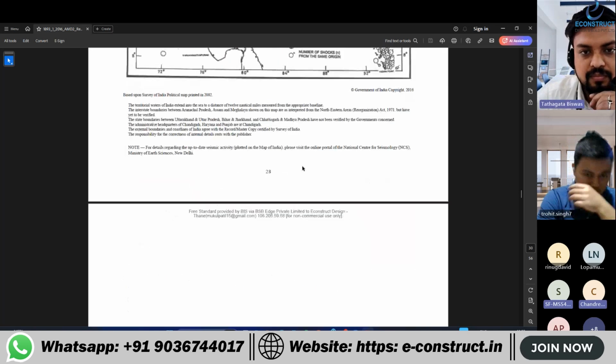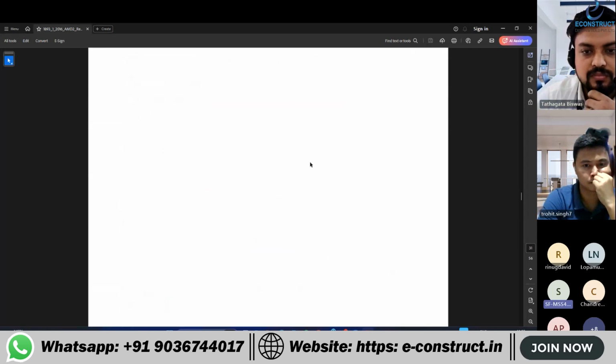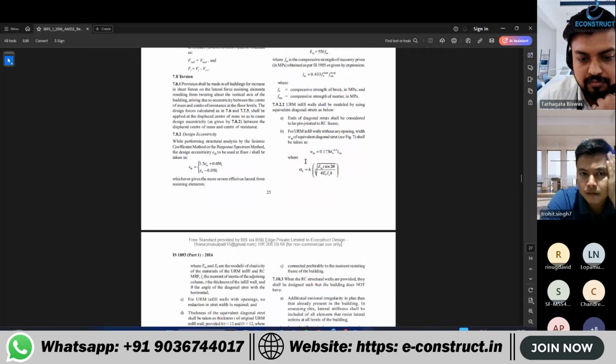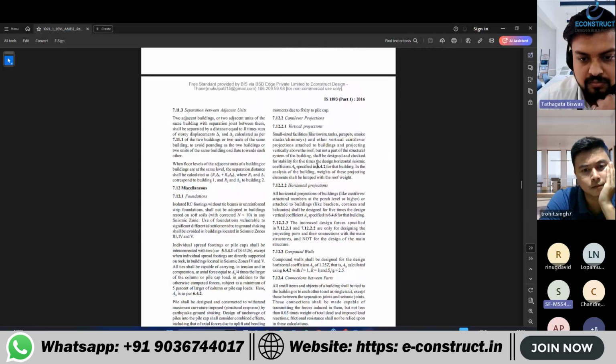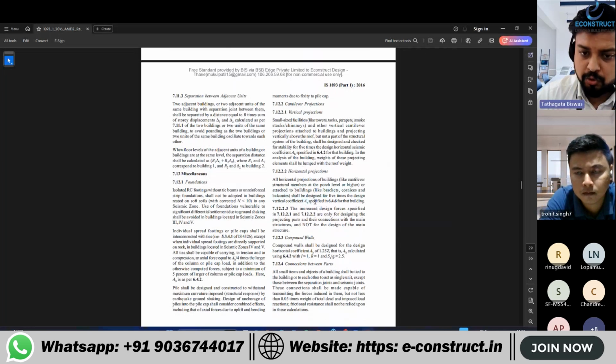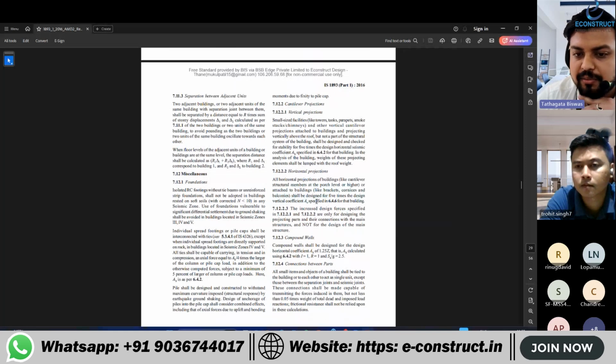Sir, in this horizontal projections clause, they have defined that these balconies and so on, brackets, cornices, and balconies shall be designed for 5 times the design vertical coefficient AV. This is for the case where the balcony has too much projection and there is no backspan. In that case you can take this. But once you have the backspan, it doesn't have any requirement of this. But yes, 5 times of AV is also too much.